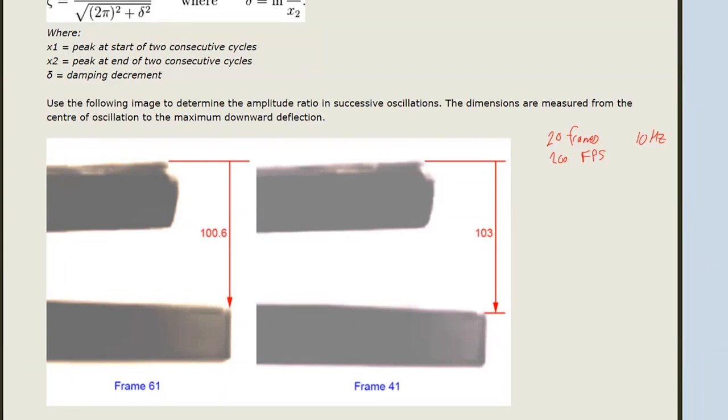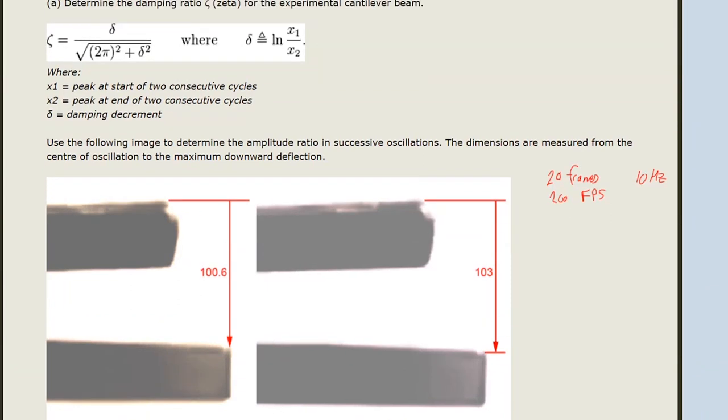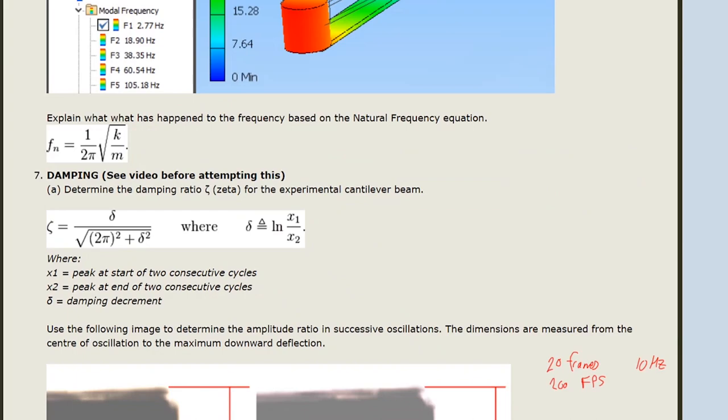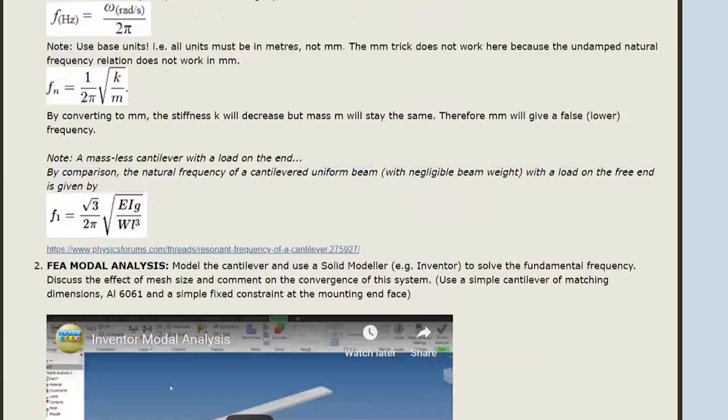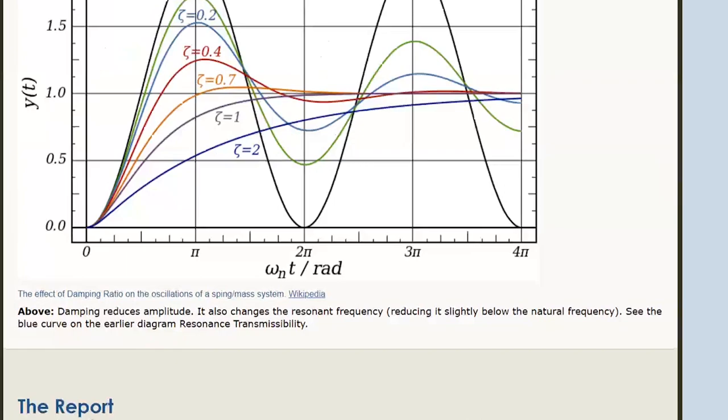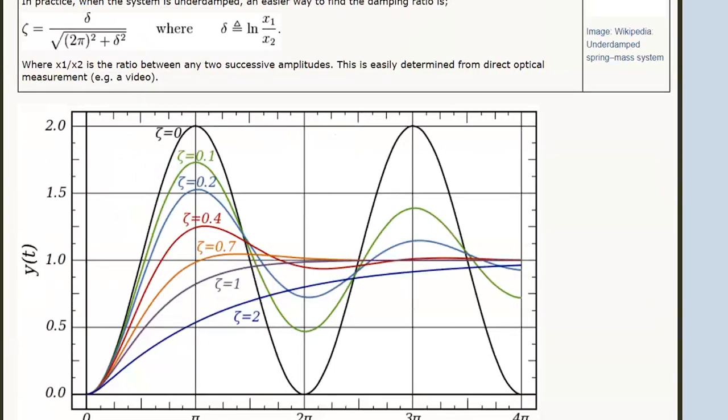Right. It won't affect it though, because time's not a factor. It's the difference in amplitude between two successive cycles. So it looks like a sine wave, like this graph up here. This one. So it's one of these sine waves, and if you had no damping, it had the black one.